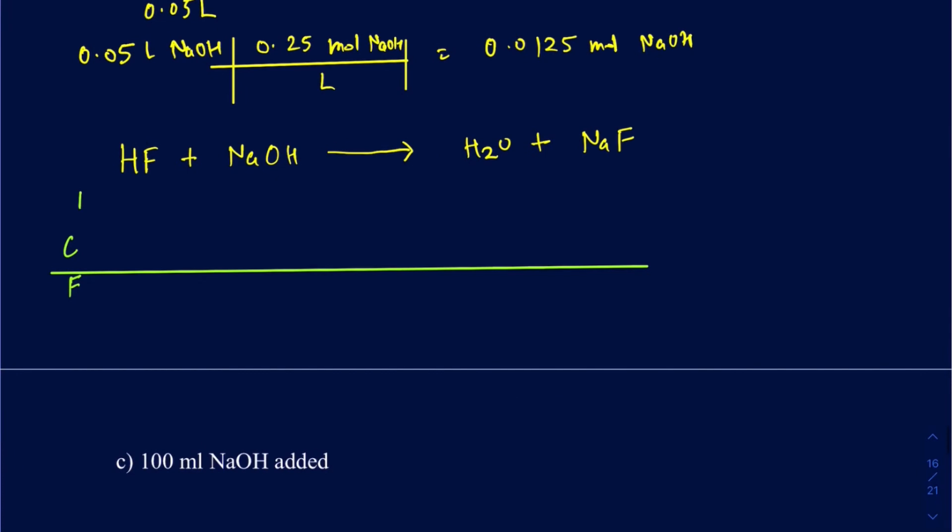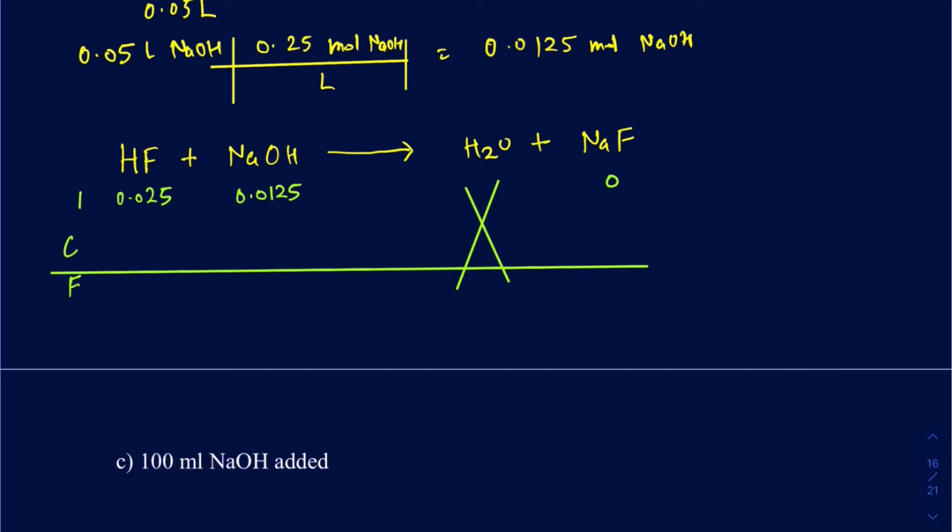So the initial moles of HF that we calculated was 0.025. I'll write that down here. So initially you have 0.025. The NaOH that you're adding here is going to be 0.0125. Don't worry about water, and you don't have any NaF, assume, in the beginning. It's okay to assume that because you're not going to have too much dissociation in the beginning anyway.